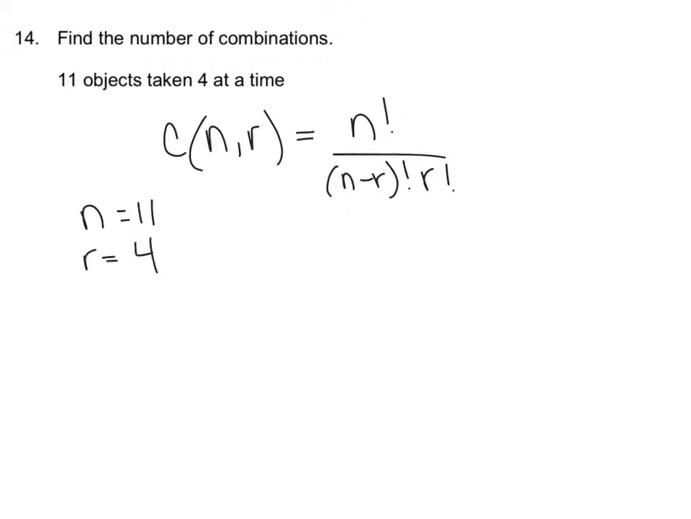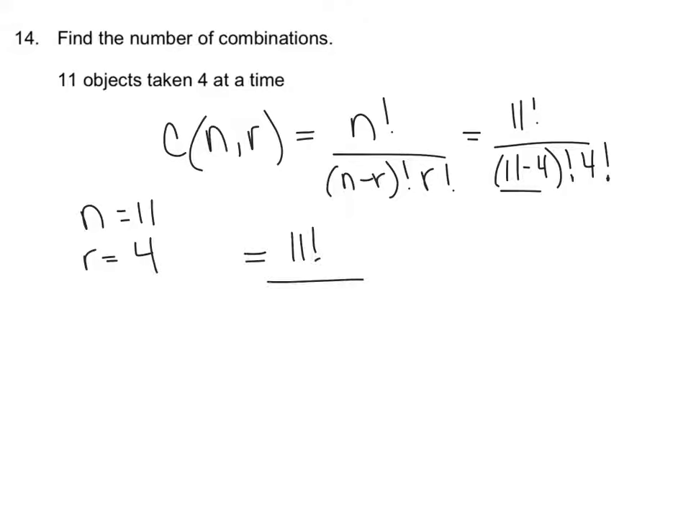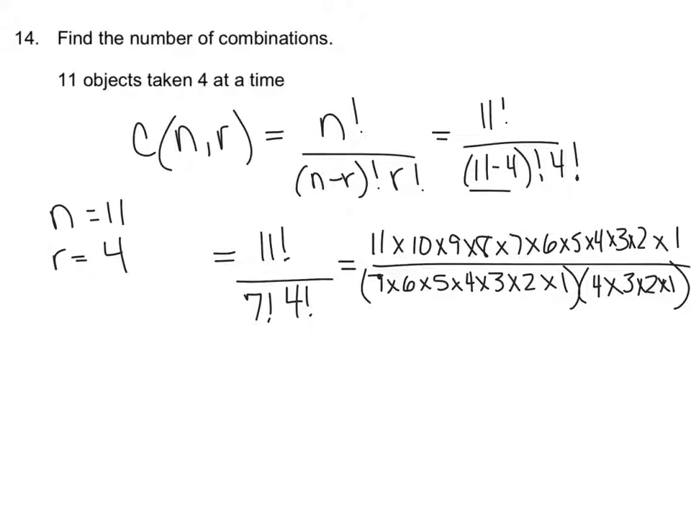We'll just plug those values into our formula, and we get 11 factorial divided by 11 minus 4 factorial times 4 factorial. We'll do the subtraction in the parentheses first, so we have 11 factorial divided by 7 factorial times 4 factorial. Alright, so I wrote out 11 factorial and 7 factorial and 4 factorial within my problem, and now I'm going to cancel like factors on the top and bottom.